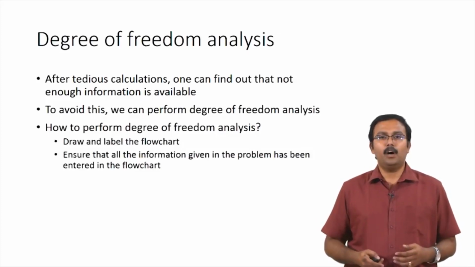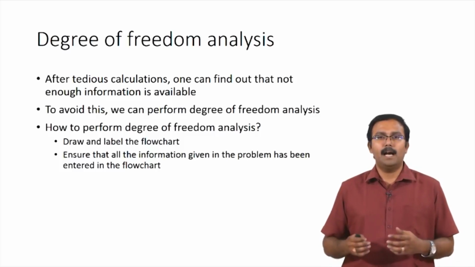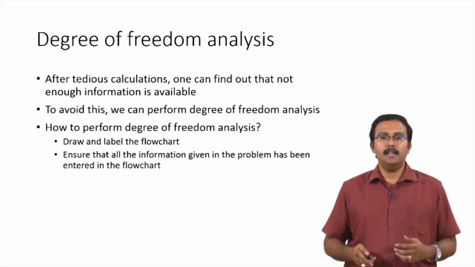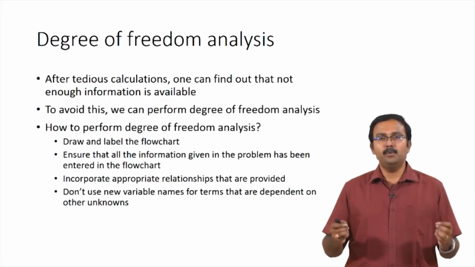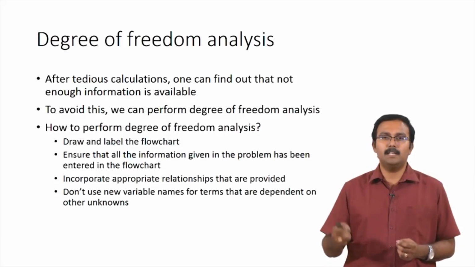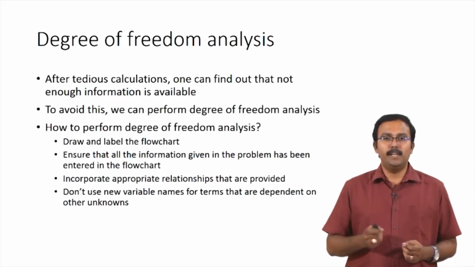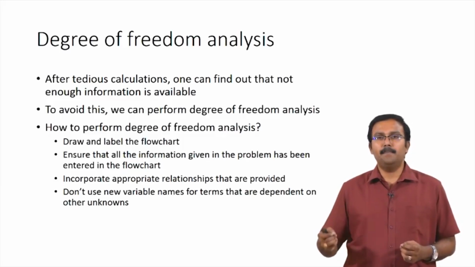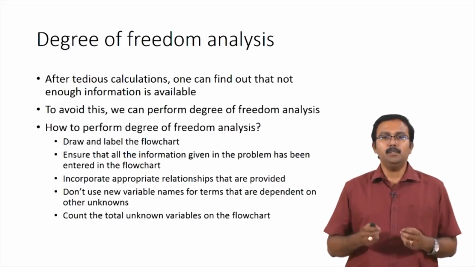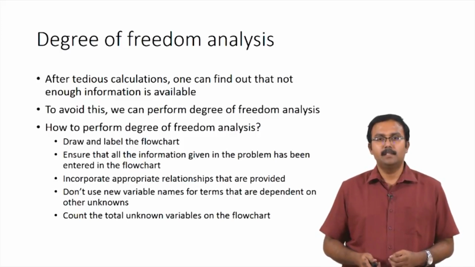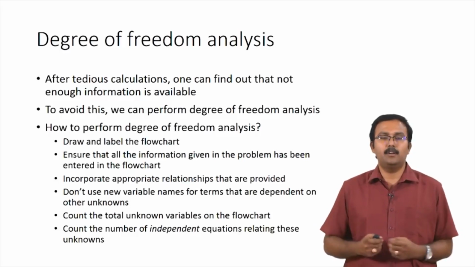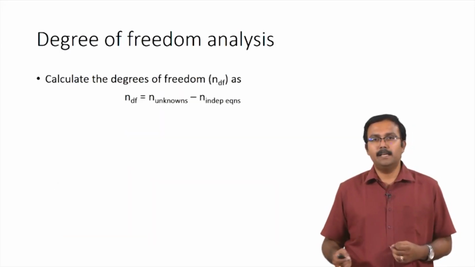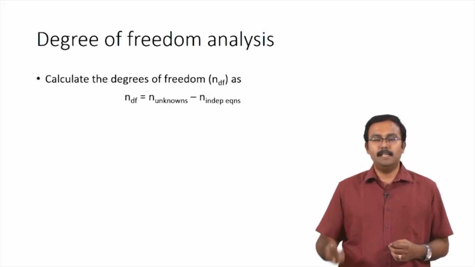First, you would draw and label the flow chart, and then you will ensure that all the information given in the problem has been entered in the flow chart. Then you would go about incorporating the appropriate relationships that are provided. When you have two variables which are related by some correlation given in the problem, do not use new variables, instead write the dependent variable in terms of the other as the unknown. Count the total number of unknown variables in the flow chart, and then count the number of independent equations that you can write which relate these unknown variables. You can calculate the degree of freedom as the number of unknowns minus the number of independent equations.